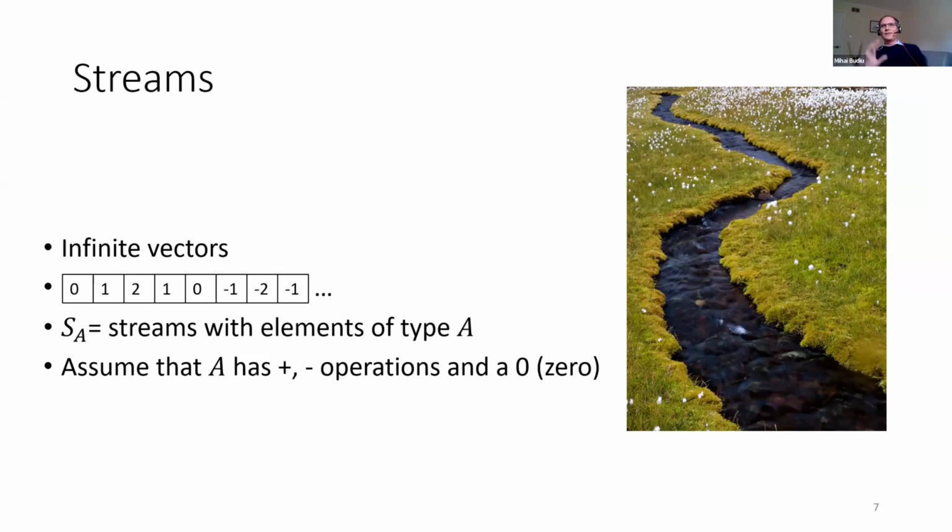Okay, so let's start by defining what a stream is. This can be very mathematical, but let's think of a stream just as an infinite vector of some values of some type A. And let's assume that the type A has a plus and a minus operation and also a 0. The plus and the minus, think of them as applying diffs. So the minus allows you to compute differences between 2 values that are stored in this vector.